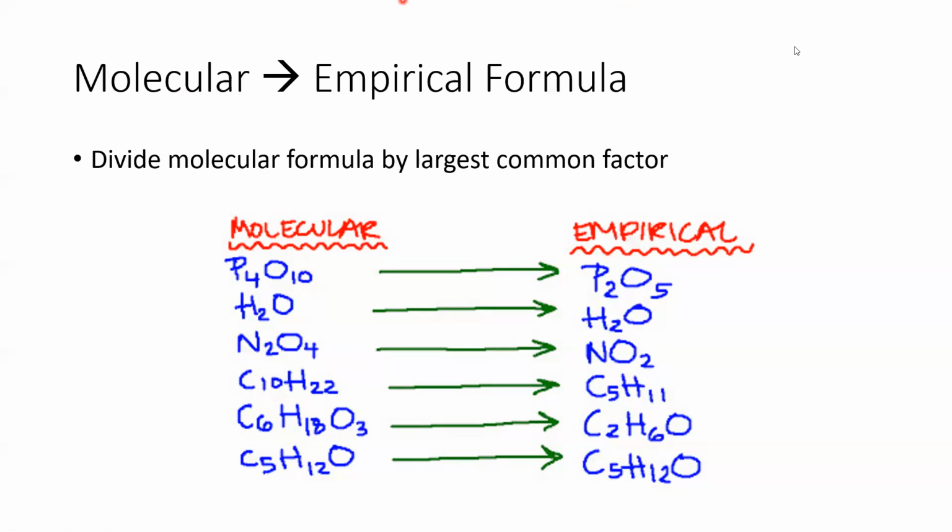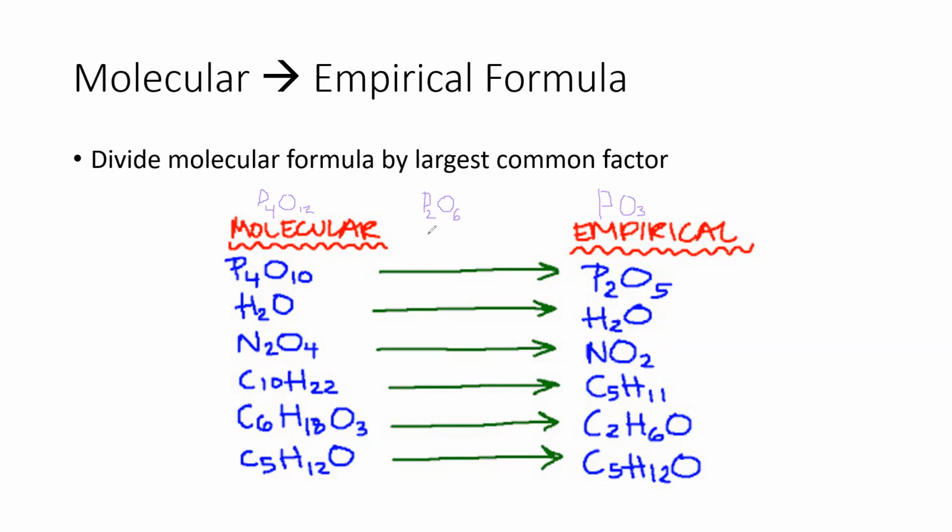Because let's say instead of P4O10, let's just say we had P4O12. If we divide these by 2, now we would have P2O6 in this case. But again, these are still even, so we really could have divided by 4 to begin with. And we would just have an empirical formula of PO3 in that case. So if they are even, you can at least divide by 2. There may be a larger common factor. So like I said, we could have just divided by 4 and gone straight here.